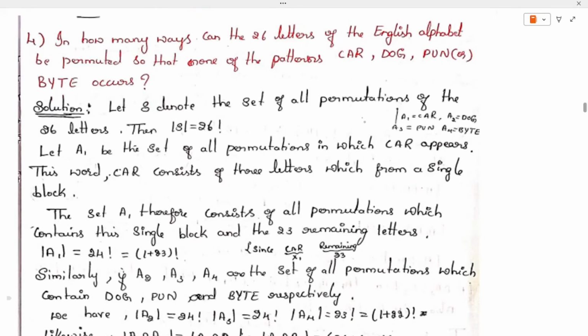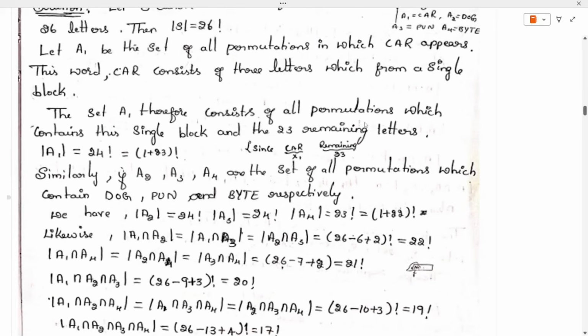Next is about how many ways the 26 letters of the alphabet can be arranged so that car, dog, pun or bite occur. I'll explain this in detail in one short video which I'll do tomorrow. For now you just see a bit and go through that. Tomorrow you can easily revise that.